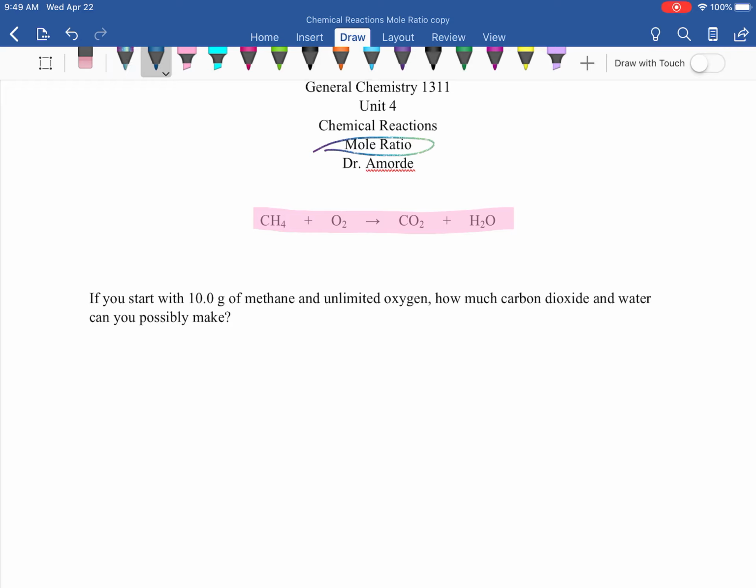All right, I'm so excited. Let's use our mole ratio. That deserves a sparkle pen. Anytime you can use a mole ratio, sparkle pen.